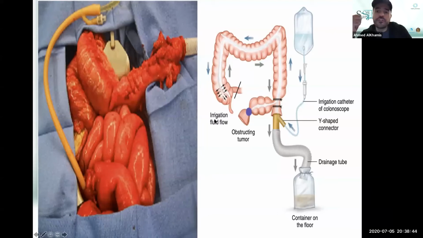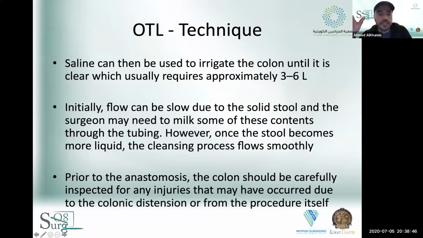So if we go back, saline can be used to wash the colon. You can use 3 to 6 liters of fluid. Flow can be slow in the beginning because there's solid stool. And then you need to milk a little bit. And that's what I don't like, it's this a lot of milking. And then that's my very important point. If you end up doing this OTL, make sure you inspect the rest of the colon after you do this, before you do your anastomosis, because you might have injured the colon with milking and fluid and everything, okay?